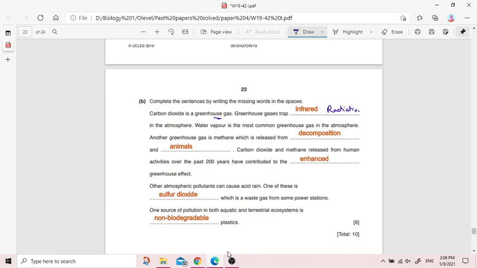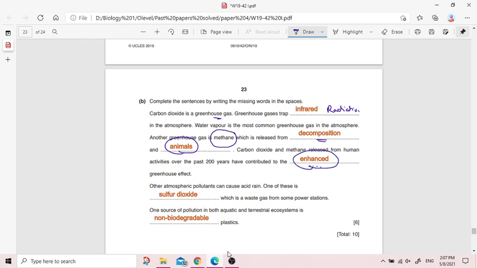Water vapor is the most common greenhouse gas in the atmosphere. Another greenhouse gas is methane. Where does methane come from? From the decomposition of dead bodies or from the wastes of animals or from sewage. All of these give out methane gas, which is natural gas. Carbon dioxide and methane released from human activities over the past 200 years have contributed to what greenhouse effect?